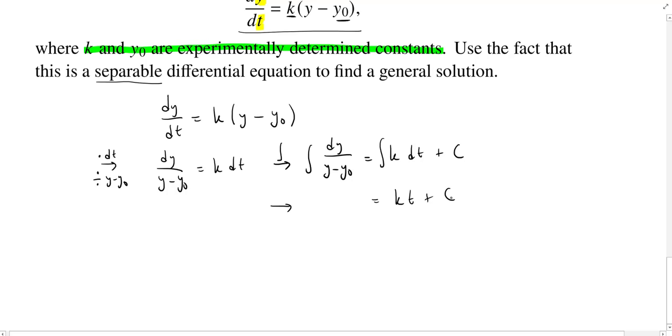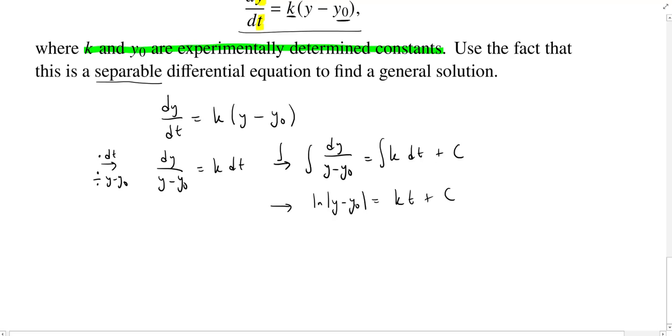And on the left-hand side, boy, I really wish this was y instead of y minus y naught. Then I know just ln of the absolute value of y. But as we've seen before, we're just going to guess that the y minus y naught is no different. And if we took a derivative, we would get 1 over y minus y naught times the derivative of y minus y naught, which is just 1, because there's just a 1 coefficient in front of the y, and the y naught is a constant.